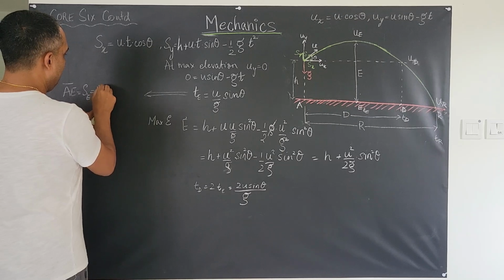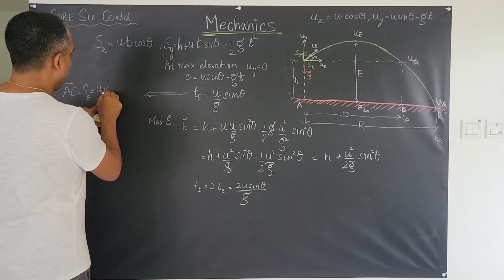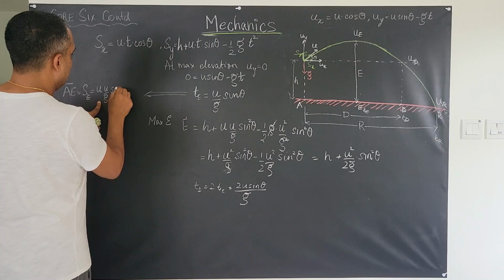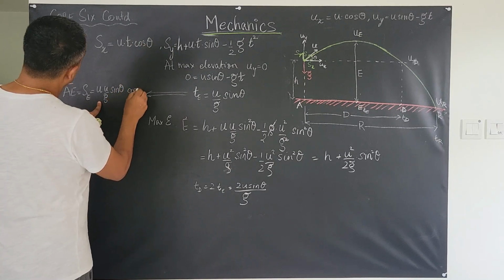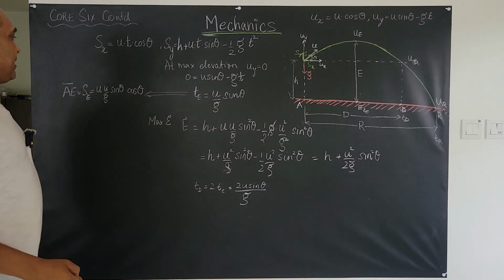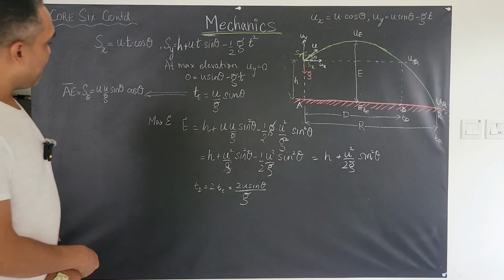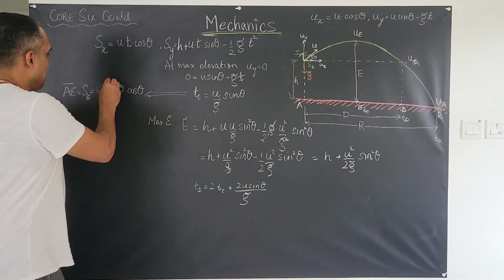That would be U times U by G, sine theta, and then the cosine theta of this. Theta is given, U is given, G is known. I can find that out. That was one. So I'll just write this as U squared by G.